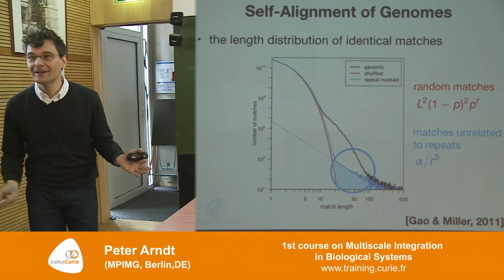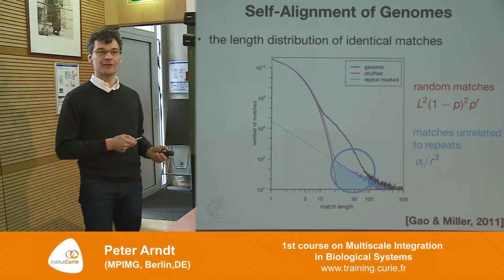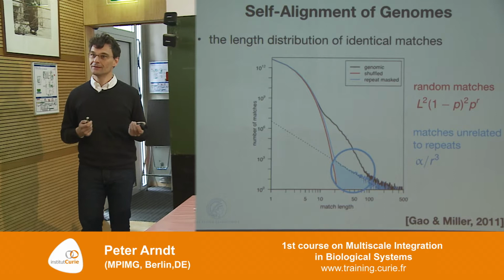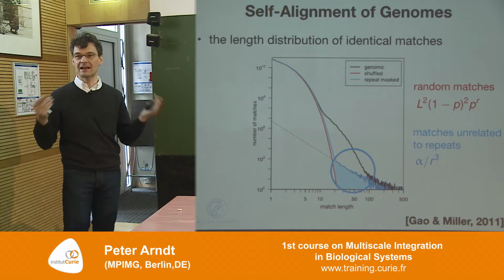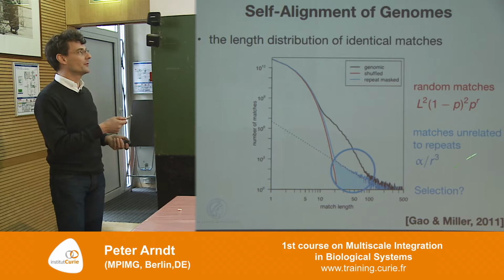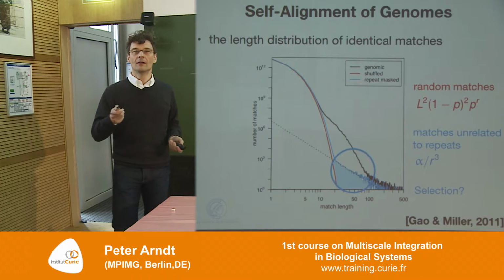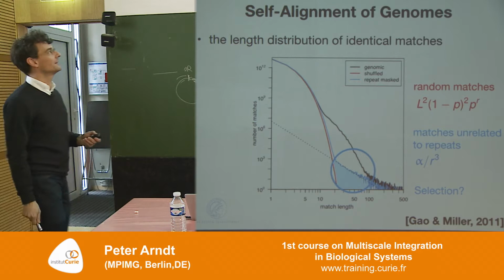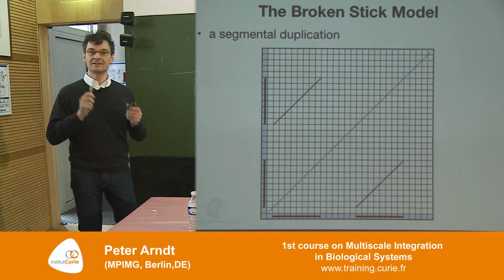Gao and Miller found this power law. It's very surprising, right? You wouldn't expect something like that in the distribution of exact matches in our genome. Selection could be responsible, but why should selection care about this exponent, and why should it be -3? No, it's just 100% identical matching, no mismatches. But it's very easy to find a model for this -3.